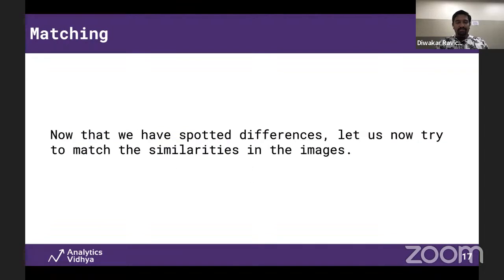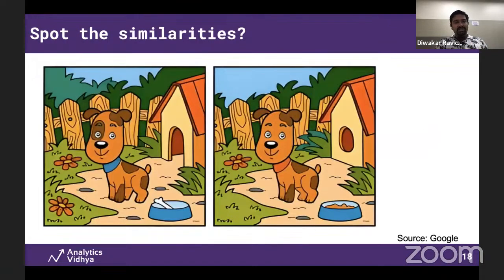Now, we've spotted differences in an image. The next real challenge for us is to spot the similarities in the image. So in the image, you probably might say that there are about 5-6 differences, right? Right. So looking for differences is difficult. But if I ask you to look for similarities, then you start looking at how many similarities there are in the image.